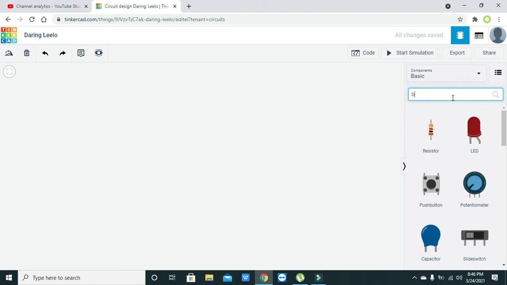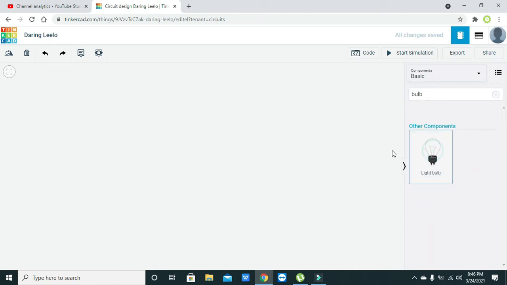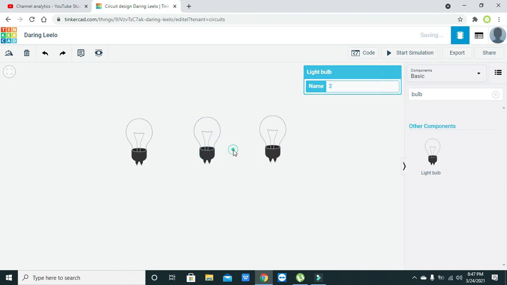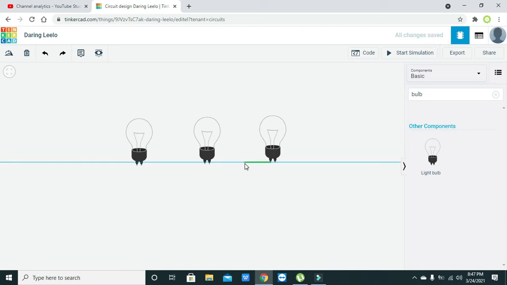So here we will take one bulb, the second bulb and the third bulb. Okay, now these are the three passive elements, meaning that they are used to dissipate energy. So we will connect them like this, and one end of the middle one to the left one. Okay, now these are connected with each other.